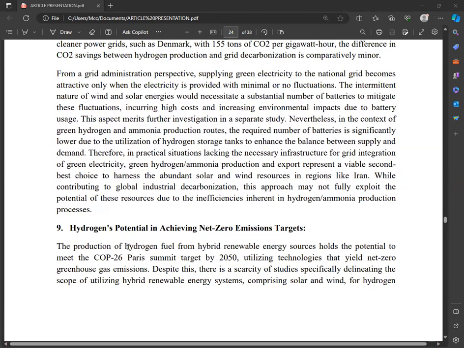From a grid administration perspective, supplying green electricity to the national grid becomes attractive only when the electricity is provided with minimal or no fluctuations. This aspect merits further investigation in a separate study. While contributing to global industrial decarbonization, this approach may not fully exploit the potential of these resources due to the inefficiencies inherent in hydrogen ammonia production processes.